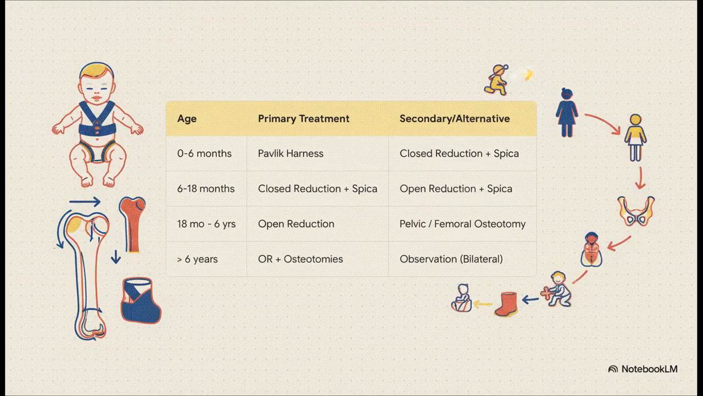And boom, here it is. This table is your best friend. This lays out that core concept perfectly. Just look at the pattern. You see that clear escalation of treatment as the child gets older, right? From birth to 6 months, we start with the simplest thing, the Paediatric harness. If that doesn't work, or for kids a bit older, say 6 to 18 months, we step it up to a closed reduction. Then, once you get to a walking child over 18 months, open reduction becomes the main event, often with some bony work thrown in. This progression, based on age, is the anchor for everything we're about to discuss.